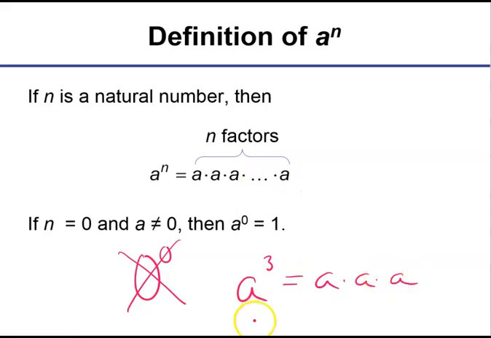But surprisingly, a to the zero is defined to be 1. And if you'll remember your rules of exponents, that's really why that needs to be defined as 1. So keep that in mind as you do these problems. A to the 0 is 1.